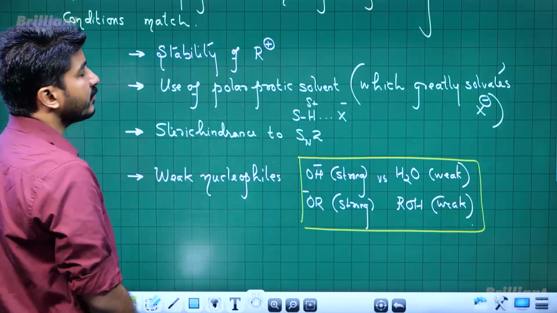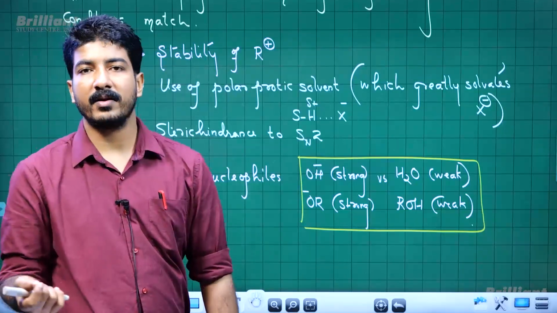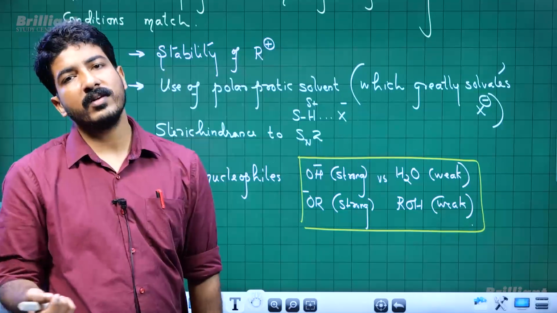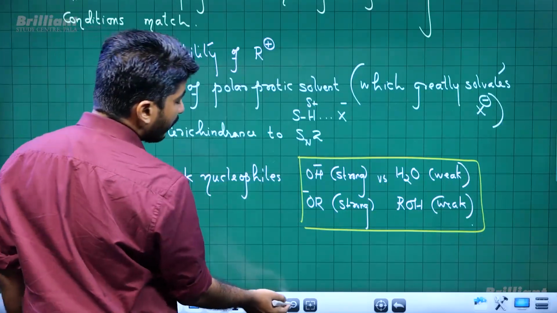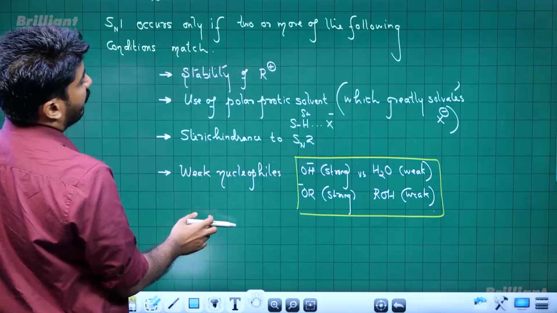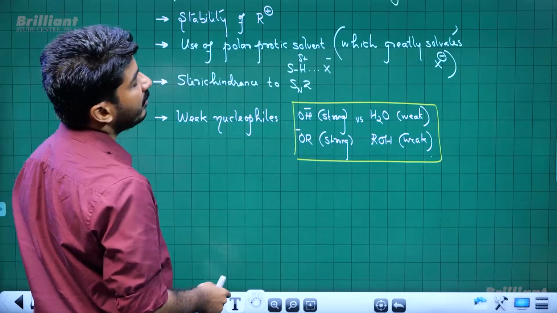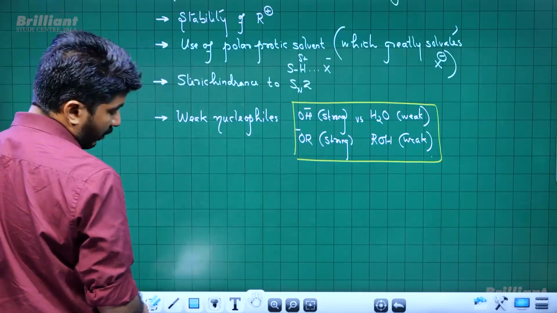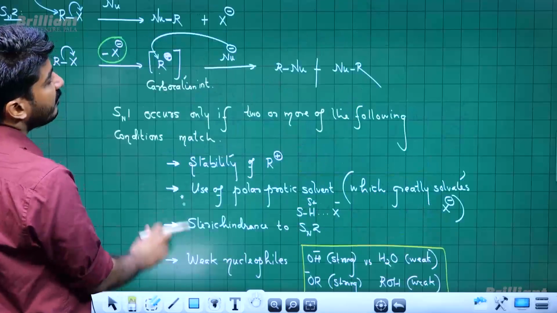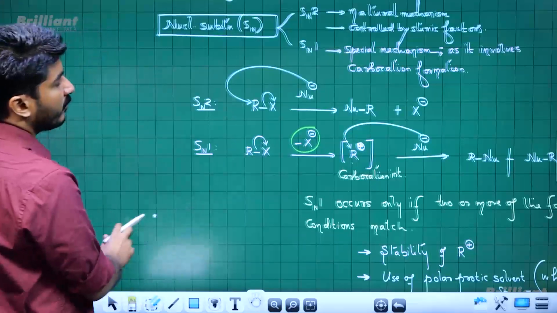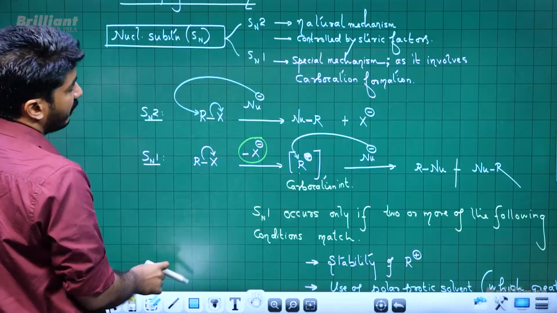Otherwise, if we simply use a polar protic medium, let's say we are taking n-propyl bromide in H2O, the reaction will not be SN1 because the carbocation is not very stable. This is a special mechanism. So at least 2 criteria should match. Every time we will evaluate the given conditions and decide whether SN1 or SN2 is happening. And these are the general aspects of SN1, SN2 mechanisms and of nucleophilic substitution reactions.